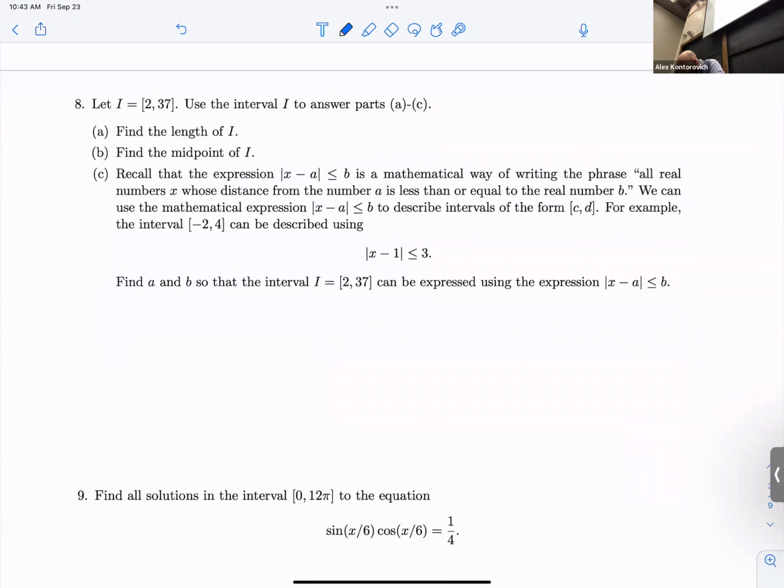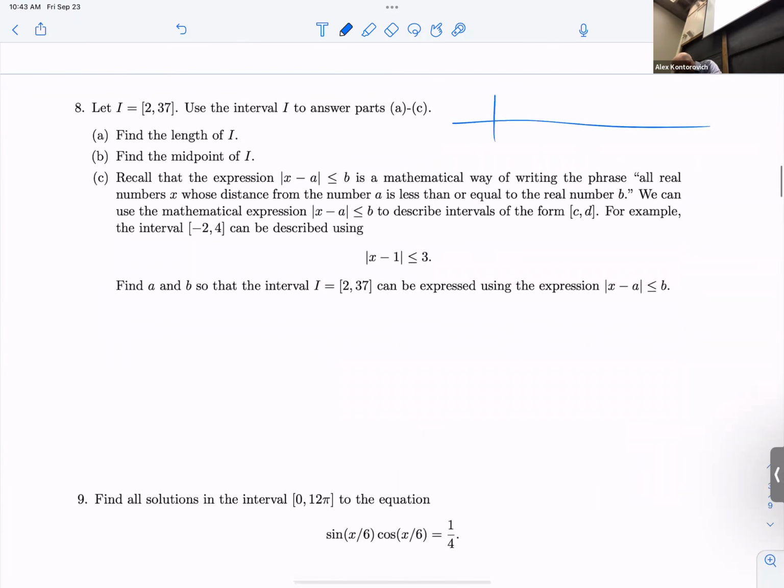All right. I is [2, 37]. So here's 2 and 37. That's the closed interval. I've got to draw it so that I can see it. Okay, find the length. Well, if it goes from 2 to 37, the length is 35. Okay, find the midpoint. How do you find the midpoint? Well, their sum is 39, and 39 halves should be the midpoint.